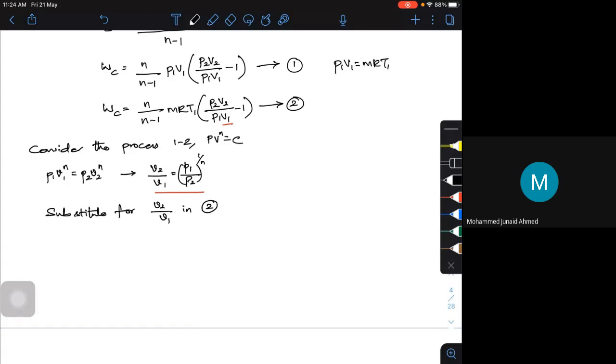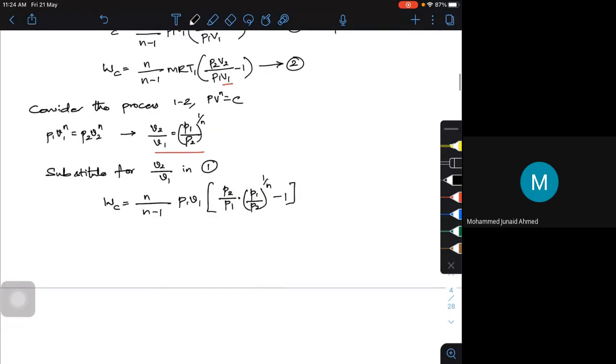So then what will happen to your compressor work? Your compressor work WC is equal to n by n minus 1 into, I can write either P1 V1 or MRT1, it doesn't matter. Let me write P1 V1, that is equation 1. So P1 V1 into, P2 by P1 I'll write separately, into V2 by V1, which I can write as P1 by P2 whole to the power of 1 by n, minus 1.